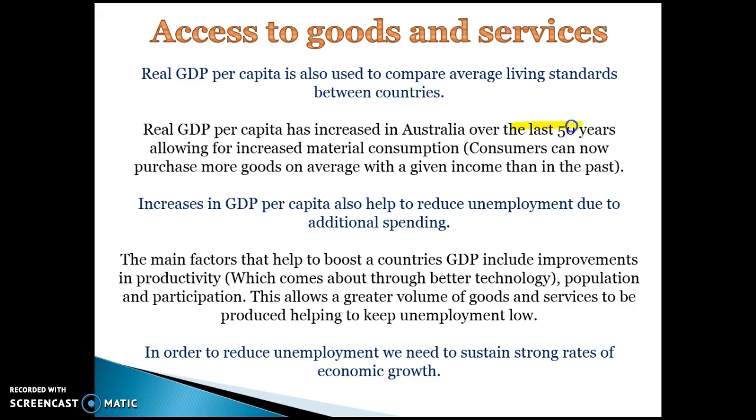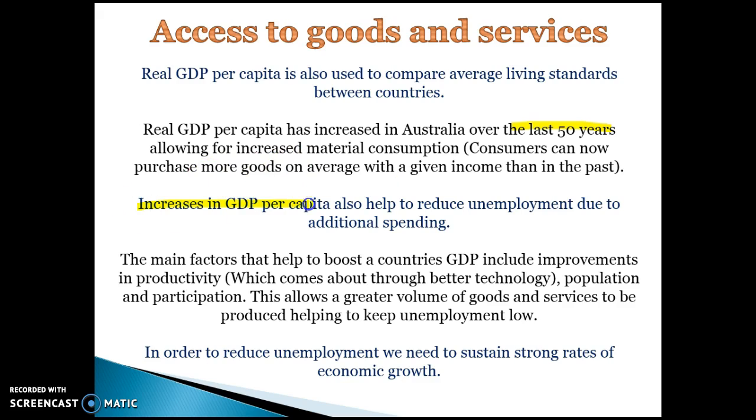So real GDP per capita is used to compare living standards between countries. In Australia, over the last 50 years, real GDP per capita has increased. So basically, incomes have grown faster than inflation. And that means that more people can purchase goods and services. More people can purchase more goods and services on average, or our purchasing power has increased.